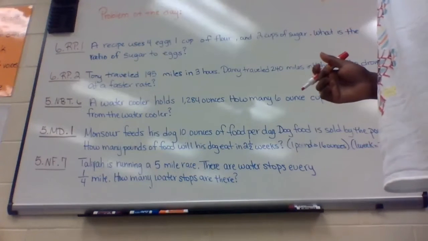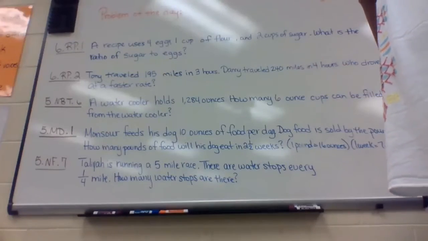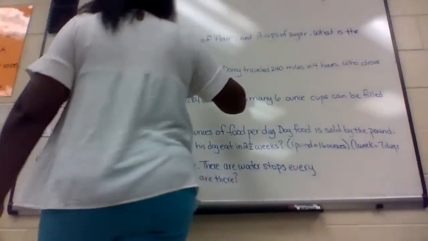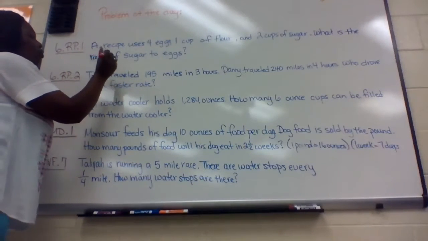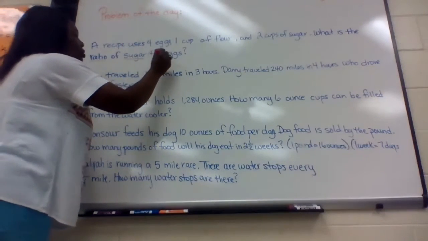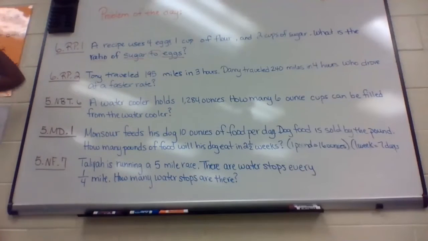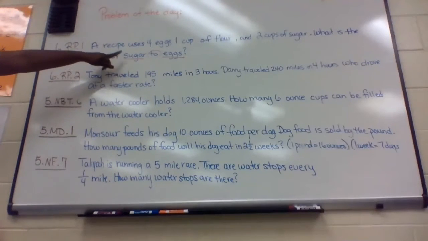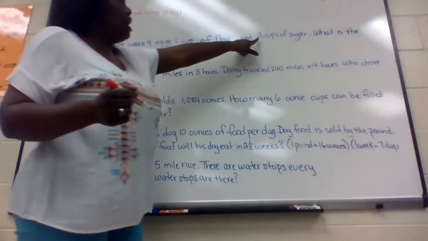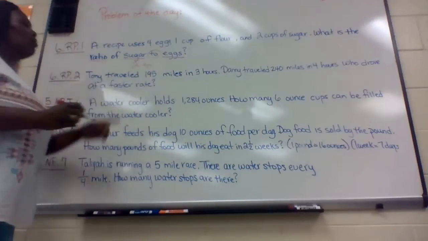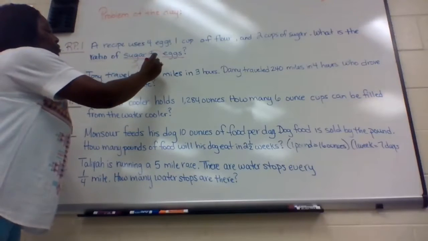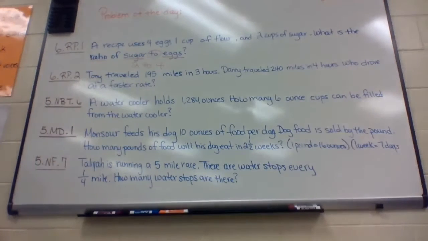Yes. All right, the first one says a recipe uses 4 eggs, 1 cup of flour, and 2 cups of sugar. What is the ratio? So we're gonna write a ratio of what? Sugar to eggs. All right, so since sugar is first, we're gonna go up here and find sugar. How much is with the sugar? 2. What's with the eggs? 4. So the ratio of sugar to eggs is 2 to 4.